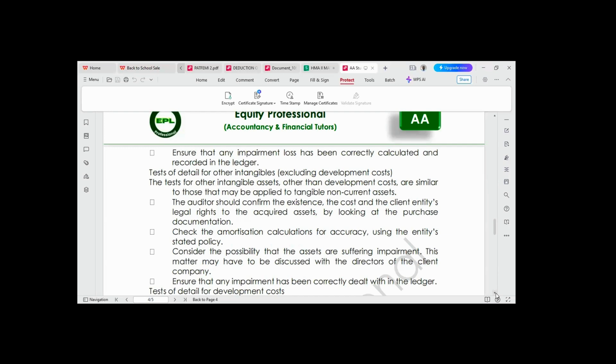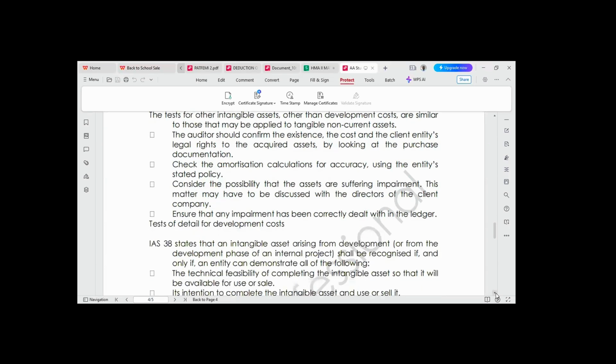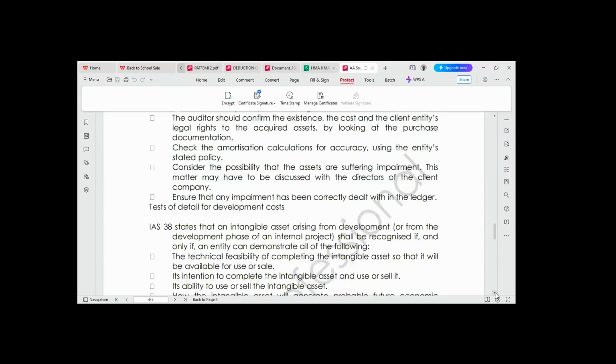These are the procedures that, aside from the other ones you carry out on tangible non-current assets, which we discussed earlier, will be applicable in this regard. Then you now go to the development cost. Now, test of details for development cost.